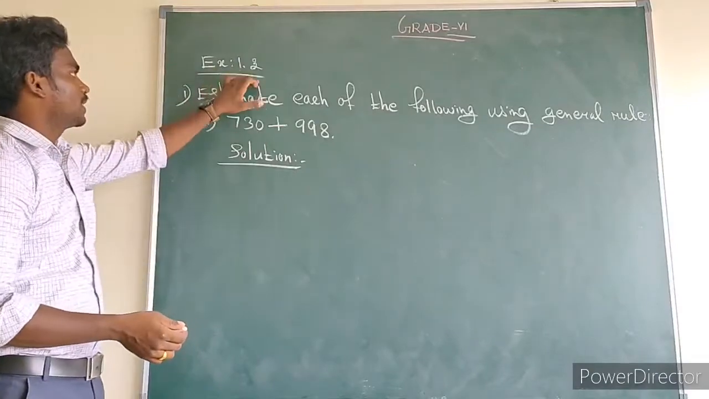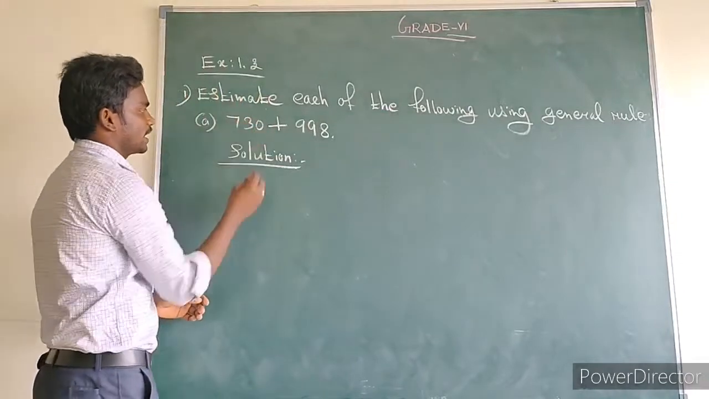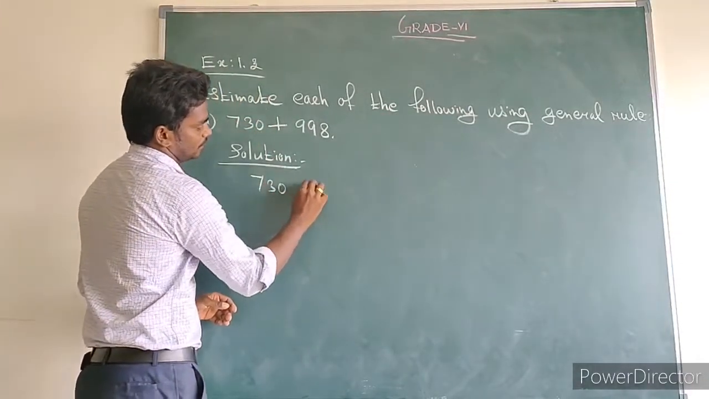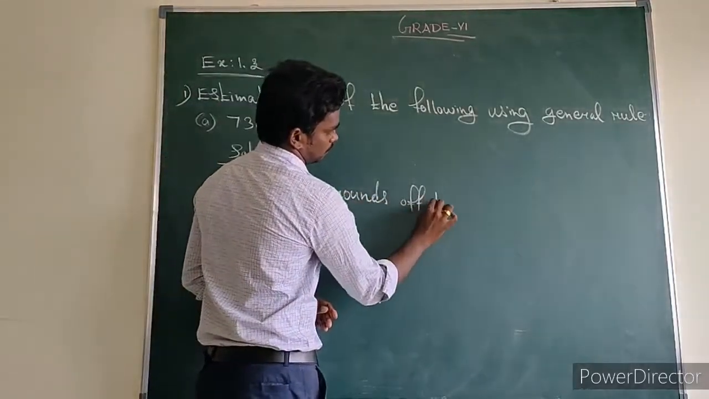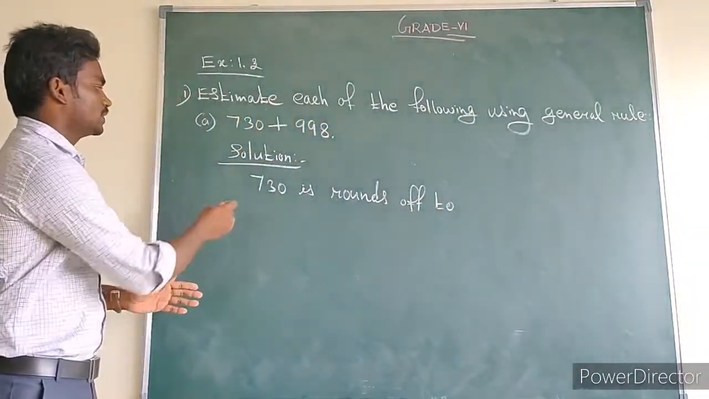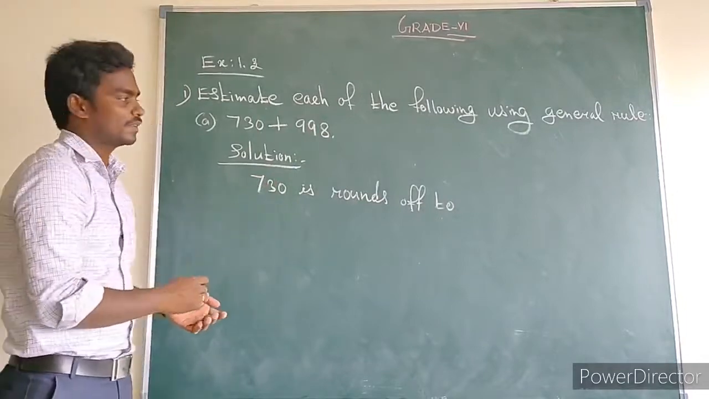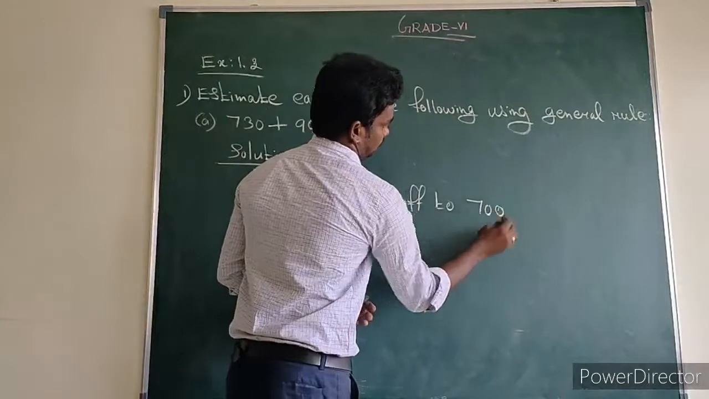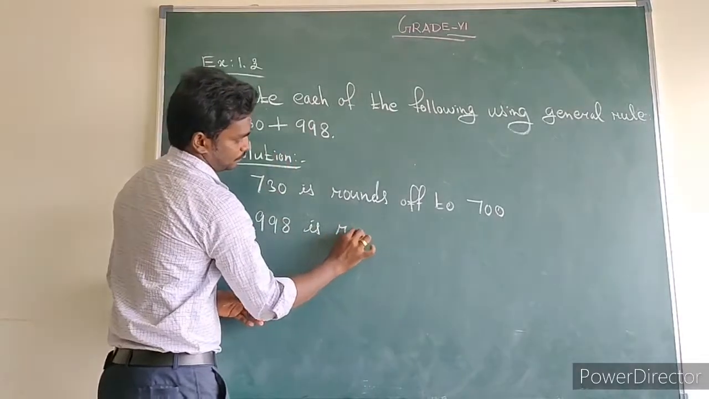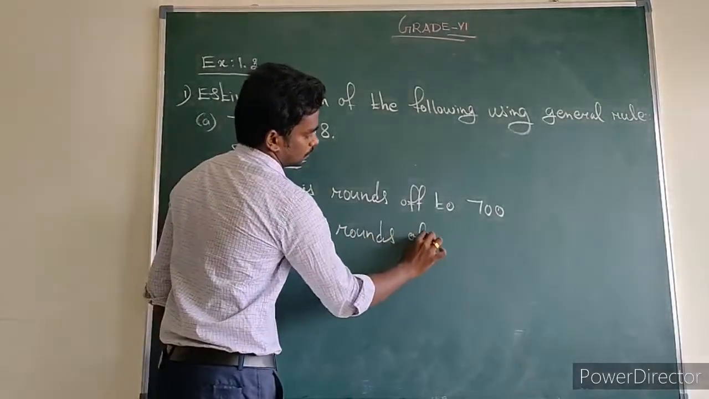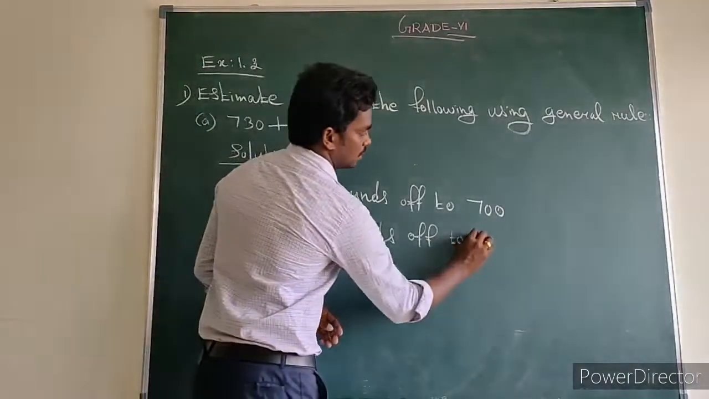See our exercise 1.3, first question. Estimate each of the following using the general rule. So 730 rounds up to what? Which is the closer value, 700 or 800? So 730 is closer to 700. Next, what is 998? 998 rounds up to what? Which is the closer value for 998? That is 1000.